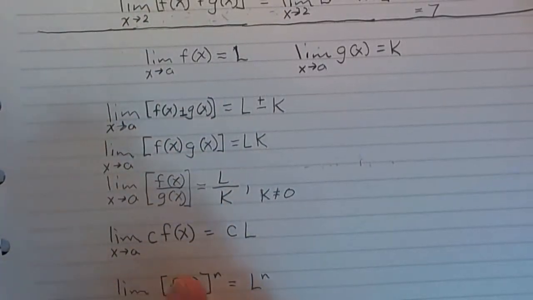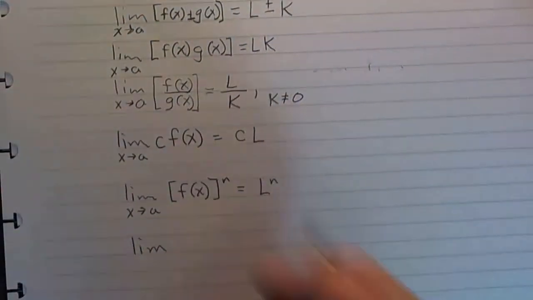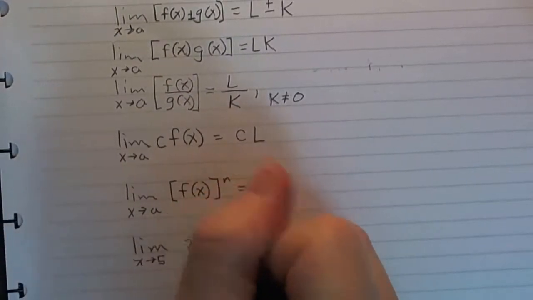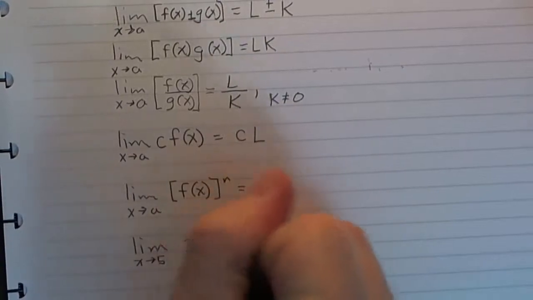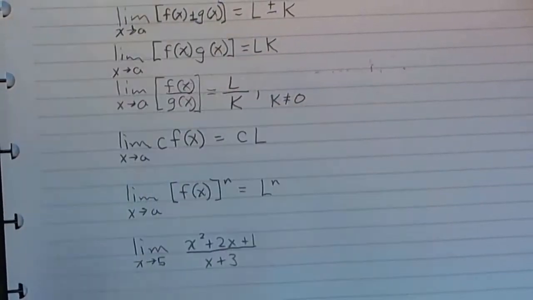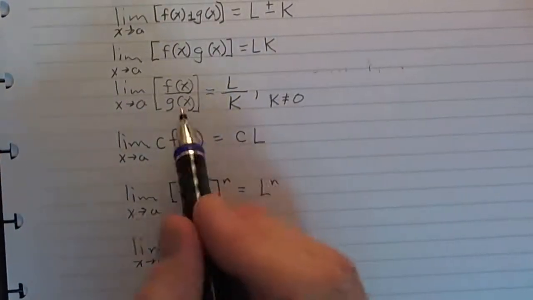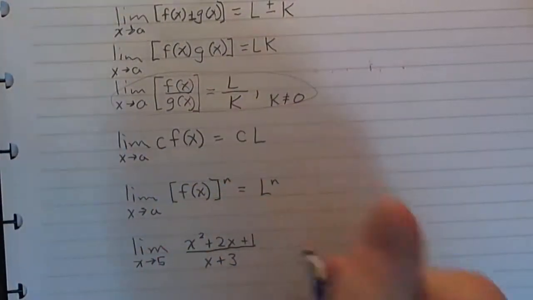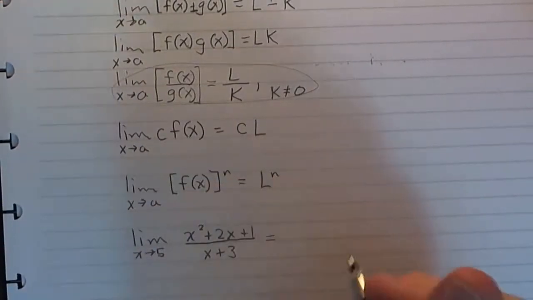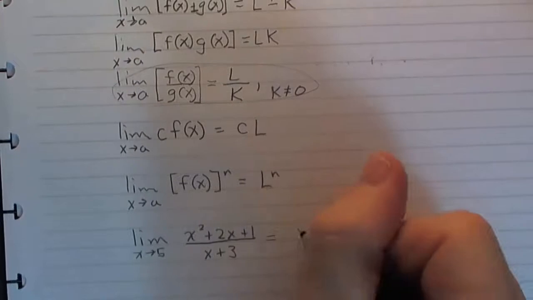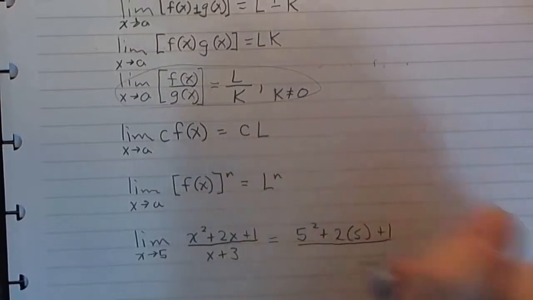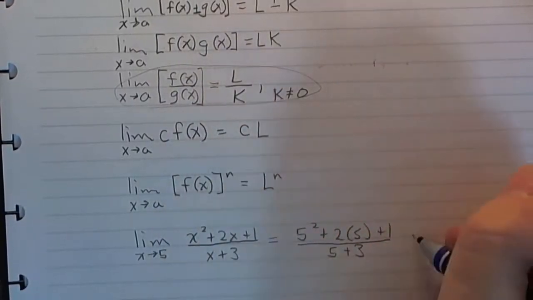Let's suppose that we've got the limit as x goes to 5, and let me just make something up here, of x squared plus 2x plus 1 over x plus 3. And we want to evaluate this limit. Well, this property right here enables us just to evaluate the limit of the top over the limit of the bottom, or in other words, we don't even have to think about that. We're just going to plug in. So I plug in here, and I get 5 squared plus 2 times 5 plus 1 over 5 plus 3. See, we're just plugging in.